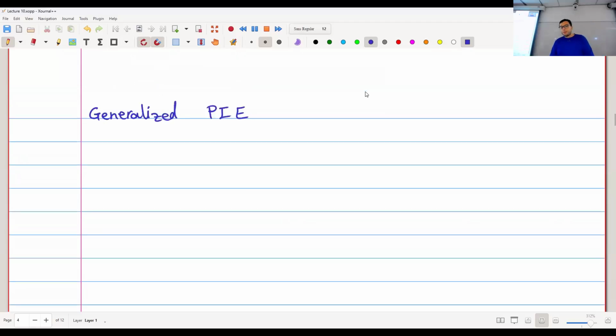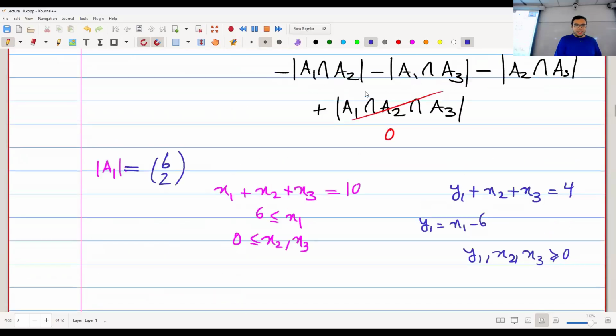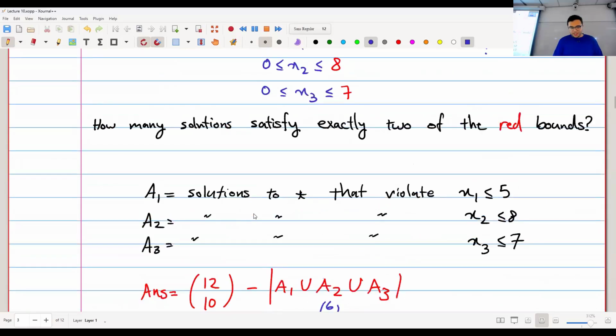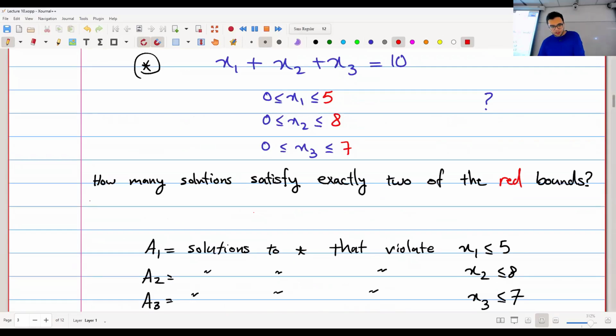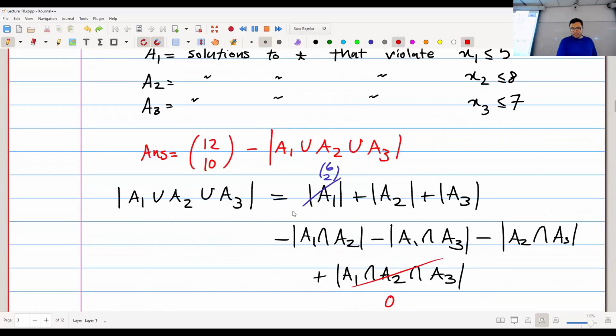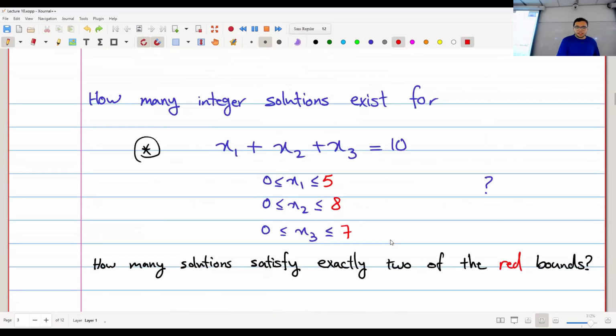Great. But now we want to see a generalized version of the principle of inclusion exclusion. And this is based on this small question that I had written here. So look, I have 3 bounds. And so far, I asked you how many solutions satisfy all 3 of these red upper bounds, right? And I gave you the answer like this. But what if I say I want you to count the solutions that satisfy exactly 2 of these 3 upper bounds? Can you answer that? You should be able to answer it immediately.